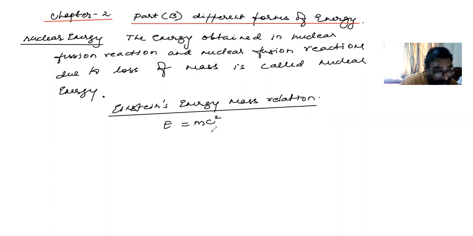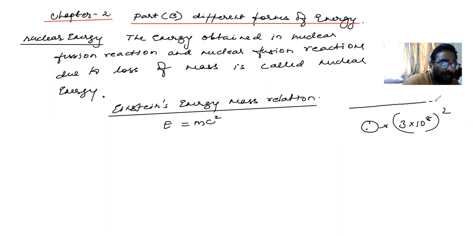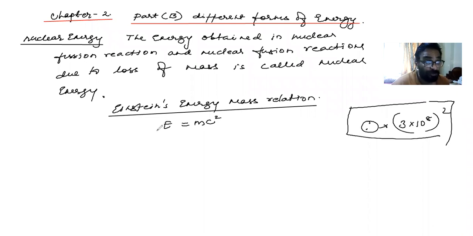The speed of light is 3 into 10 raised to 8 meters per second. Such a big number, children, and that too squared. So you can imagine what a big number it is, multiplied by a small loss of mass. Naturally the answer will be a big amount of energy. You can imagine such a lot of energy can be obtained in nuclear energy.